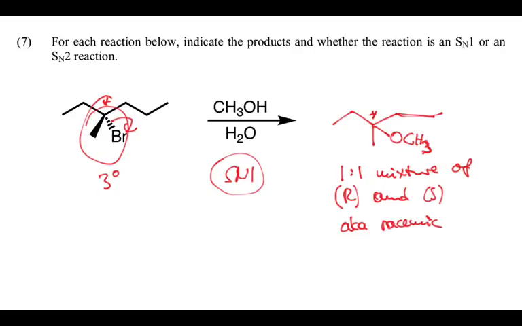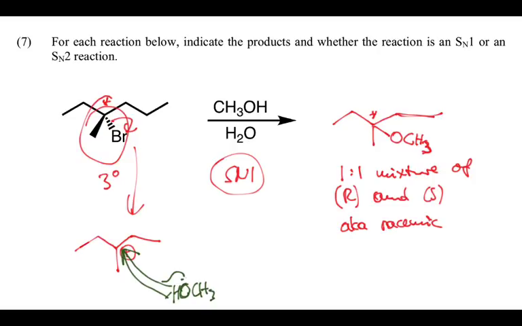It's essentially you get to the intermediate, right? It's not hard to understand. The intermediate is flat, all right? That's the intermediate you form here. And now what can happen is the methanol can come in from the front, OCH3, H, right? So this would be the methanol coming from the front, all right? That gives you one of the products, either the R or the S. You can figure it out, right?